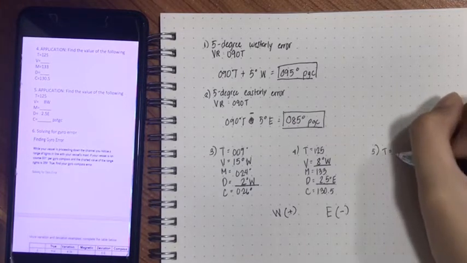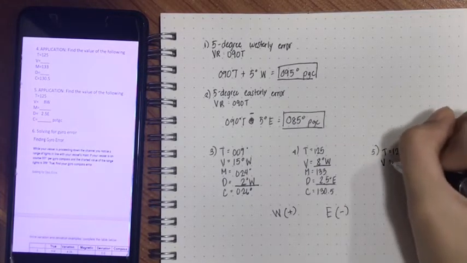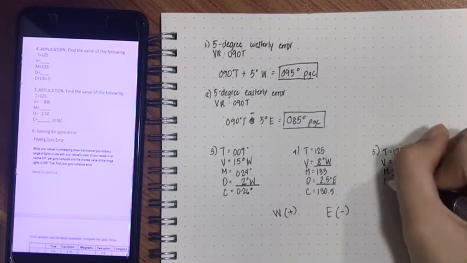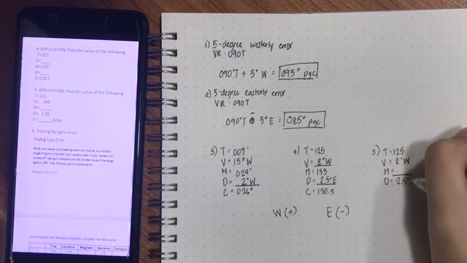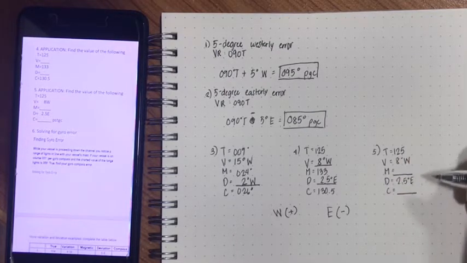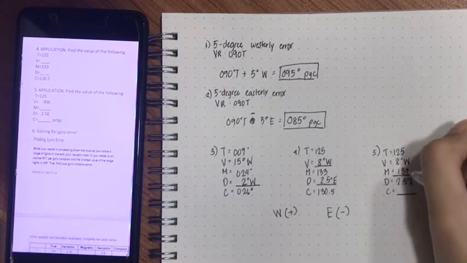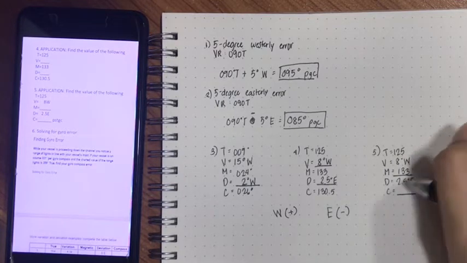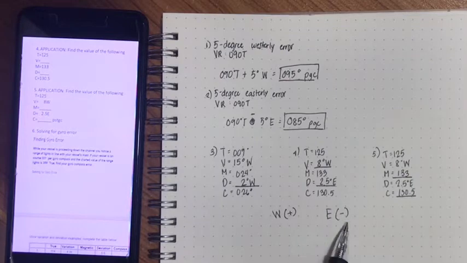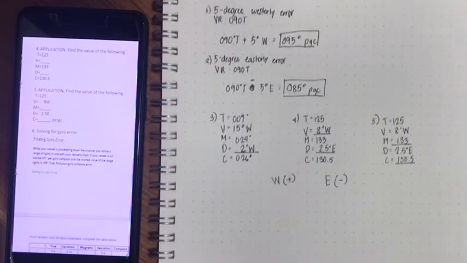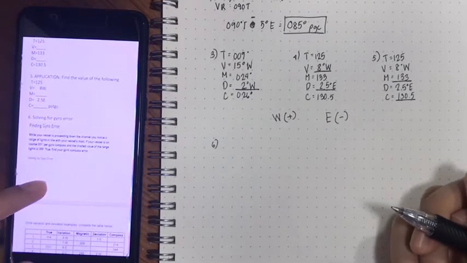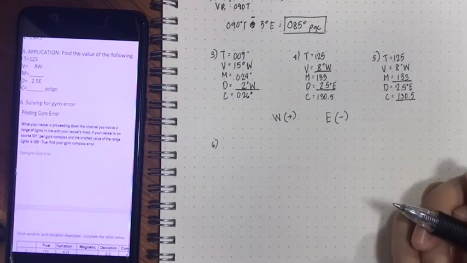Number five, we have true 125, variation 8 degrees west, magnetic blank, deviation 2.5 degrees east, and compass blank. Now, 125 plus 8, since that's west, we add it, that's 133. And since the deviation is east, we subtract it, the compass is 130.5.